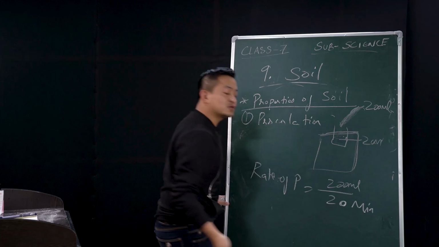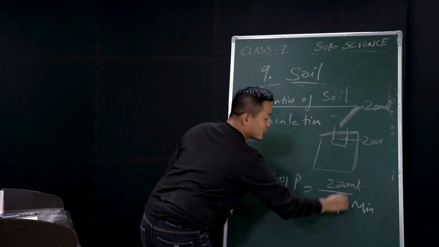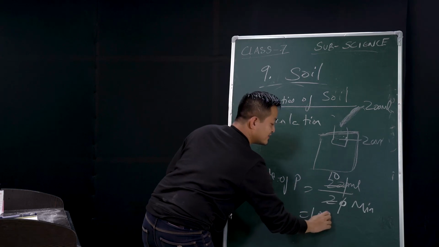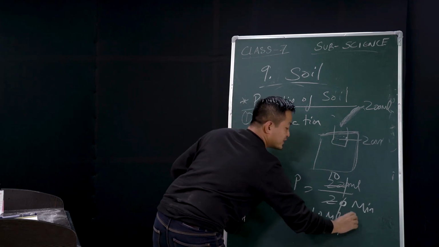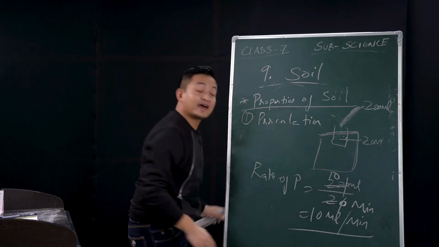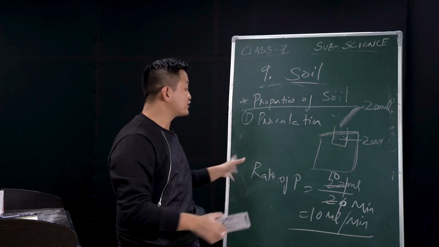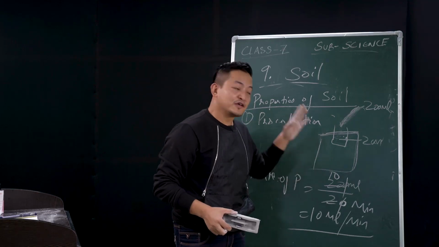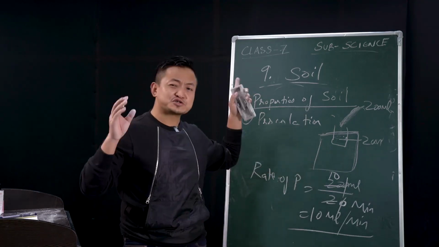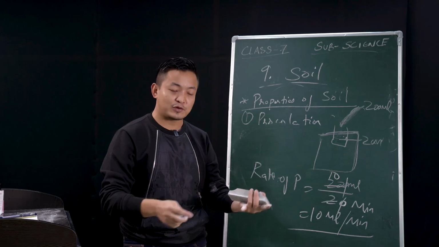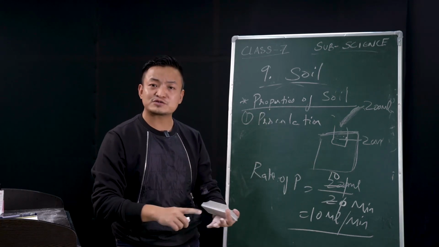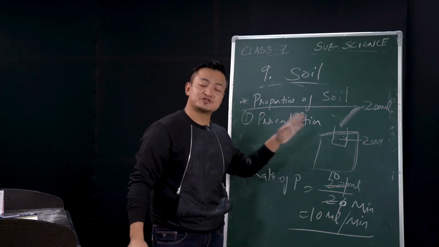So in this case, 200 ml in 20 minutes. So what will be the answer? That means 10 milliliter per minute. 10 milliliter per minute is the rate of percolation for this given soil. So you can try with any type of soil. We have a sandy soil, we have a clay soil, we have a loamy soil. So you can try this activity.